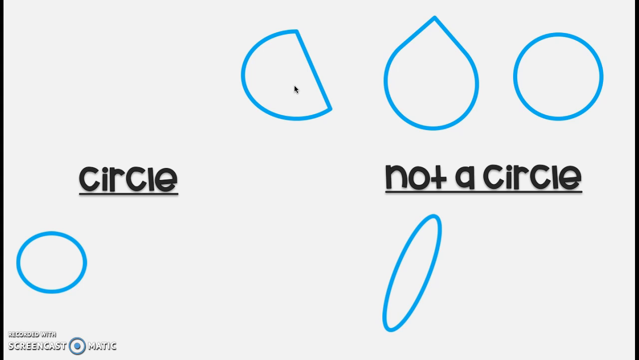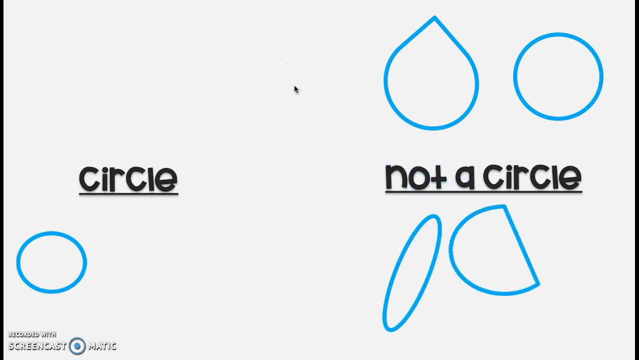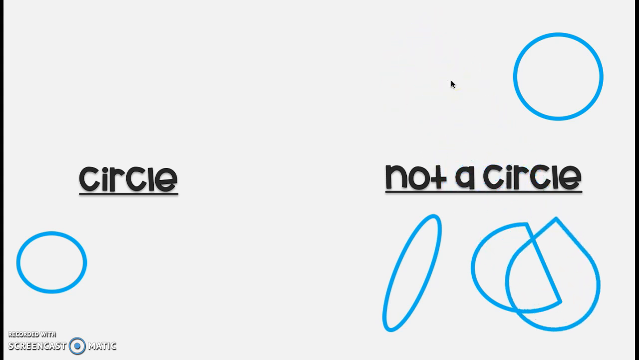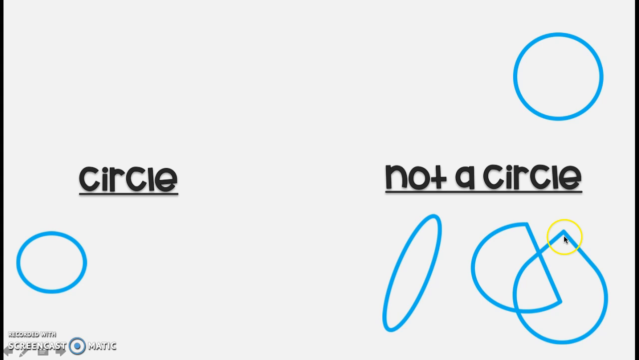All right, this one is not a circle. Why not, friends? What gave it away? Yeah, it has corners, and it has a straight line. We know that that's definitely not a circle. What about this guy right here? Is he a circle? You're right, he is not a circle. For almost the same reason. He has that pointy corner right there, and it makes this a corner, and we know circles do not have corners.